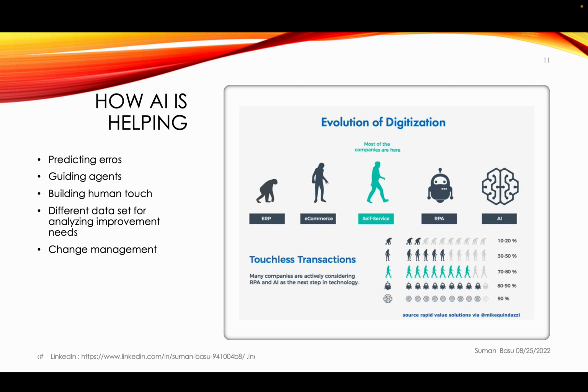So we can use AI to predict the errors. We can use AI to guide the agents. We can use AI to build the human touch, to make it more humanized, and different data sets for analyzing the improvement needs and also the change management.